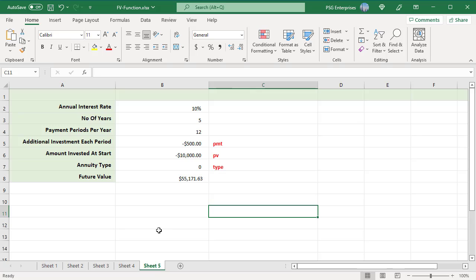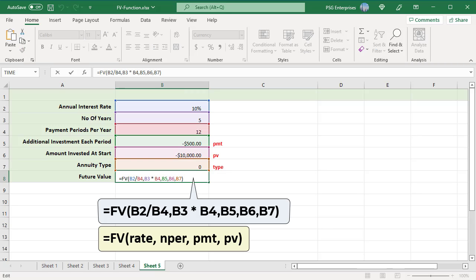Let's look at another example. 10,000 is invested at an annual interest rate of 10%, compounded monthly for 5 years. An additional amount of 500 is invested every month. Use this formula. As the amount is compounded monthly, convert annual interest rate to monthly interest rate. Divide annual interest rate by periods per year. Total number of monthly periods is calculated by multiplying number of years by periods per year. Periodic payments made each period PMT and present value PV are included in the formula.